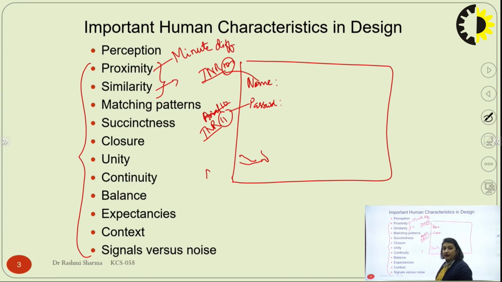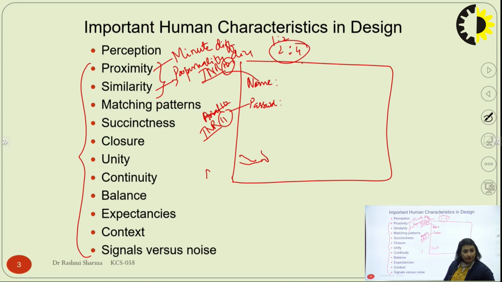Similarity: I think everybody has studied similar triangles. Even though they differ, they have some proportion. So, similarity, the proportionality difference is one side is 2 and the other side is 4, so they are proportional by 1:2. Similarity means you have the same pattern but of different proportion. Proximity is a slight variation, like 10 and 11 in the font sizes.